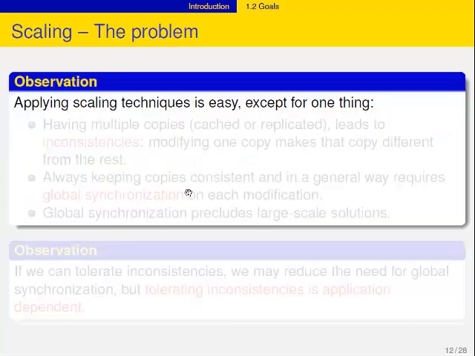Oops. Let's see if this can work. Okay. Now, before I continue with this, I will allow you to have a break. Let's take a 10-minute break then.